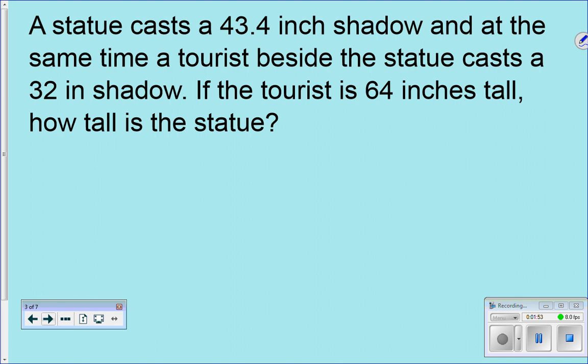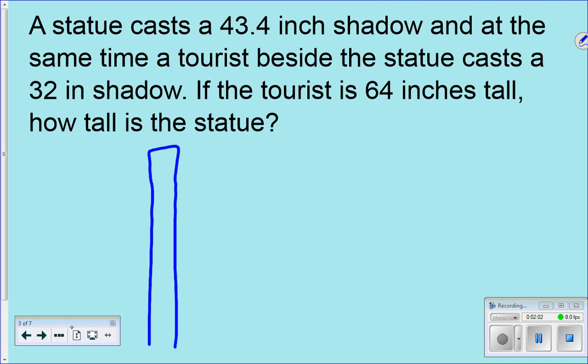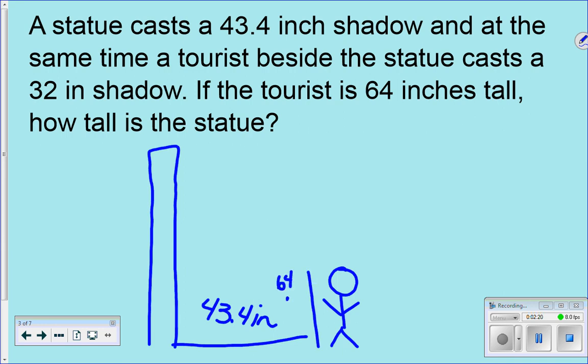The first thing I'm going to do is I have a statue. I don't know what the statue is of, but I'm just going to make it look like this. Okay, there's my statue, and my statue casts a 43.4-inch shadow. And beside my statue is a torus. You can draw stick people. There's my torus, and he is 64 inches tall. And his shadow is 32.